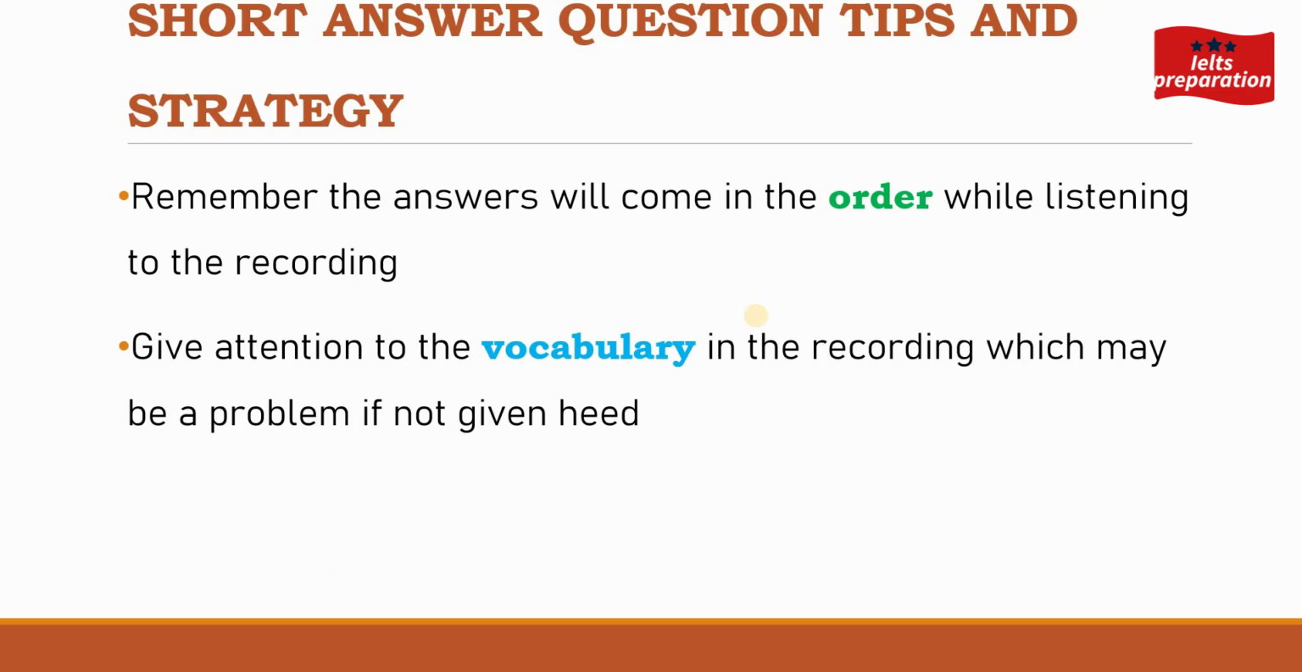Always remember that in this type of question, the answers will always come in the order of the recording. So it's not possible that the answer to question number 1 will come after question number 2. It would be in order. First will be about question number 1, second about question number 2, and so on. But they might use some distractors in order to distract and divert your attention. Always give attention to the vocabulary in this type of question because it may be problematic for you. Vocabulary regarding times, distance, persons, these kinds of vocabulary are really important.